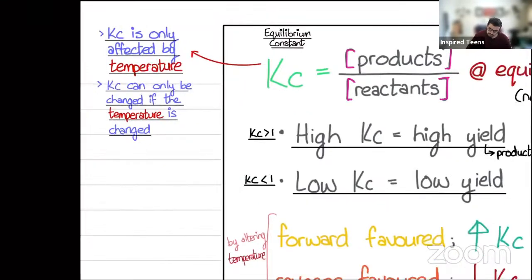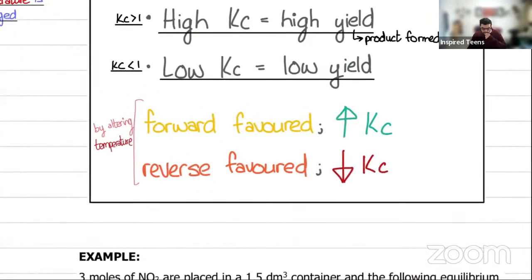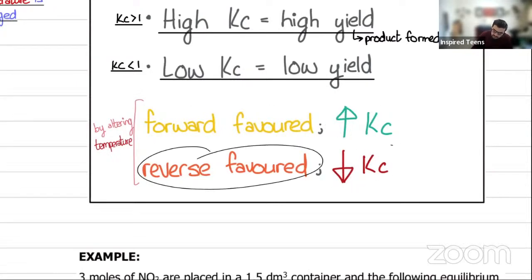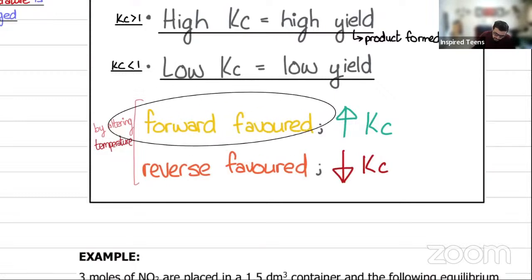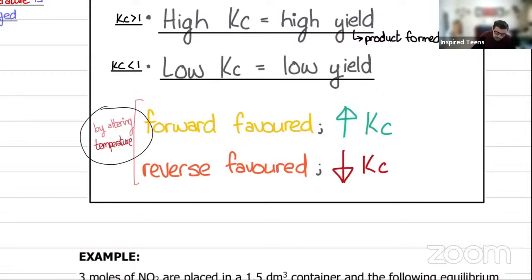So let's have a look at this. If the forward reaction is favored, that's an increase in Kc, and if the reverse reaction is favored, that's a decrease in Kc. But in order for the forward reaction to be favored, we have to make a temperature change. That's the key thing here. So by altering temperature, if the forward reaction is favored, that would result in Kc increasing. And by altering temperature, if the reverse reaction is favored, that would decrease Kc.